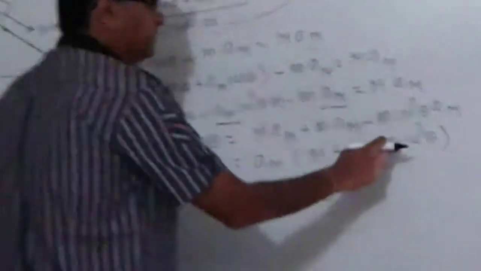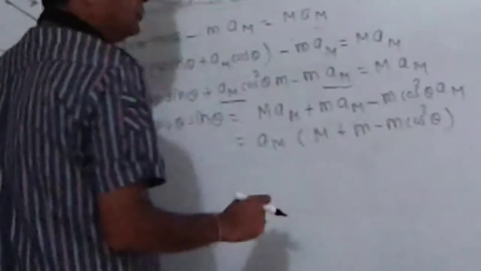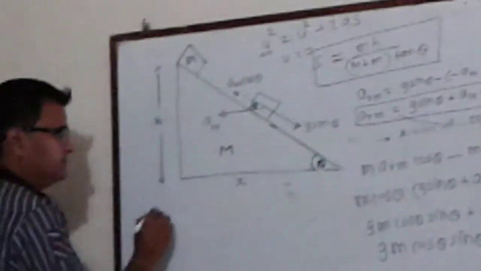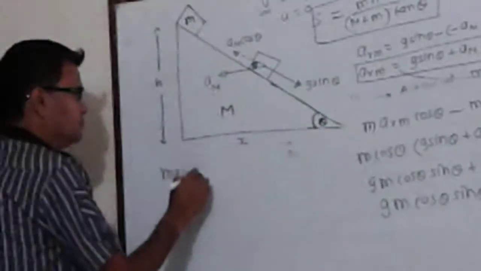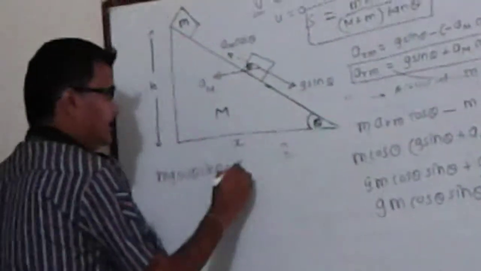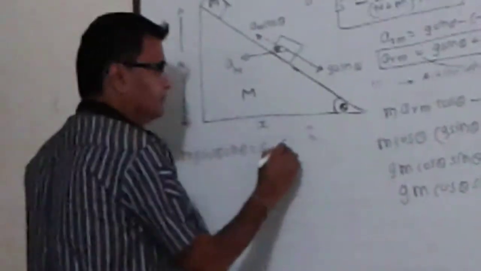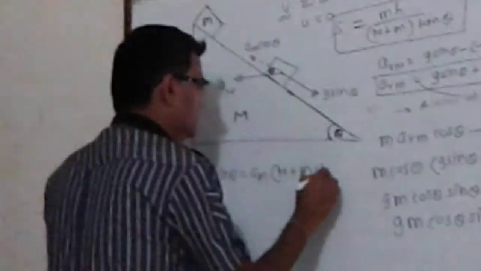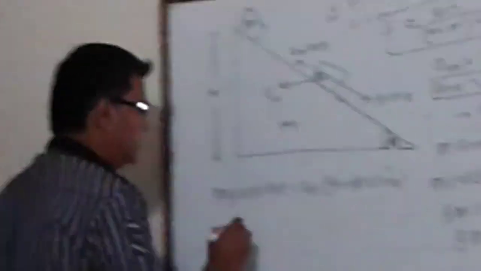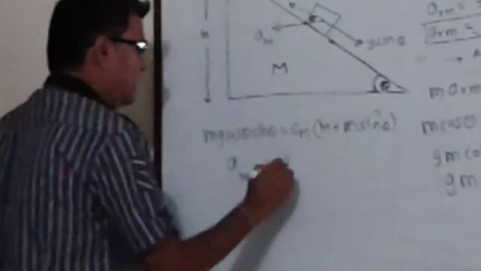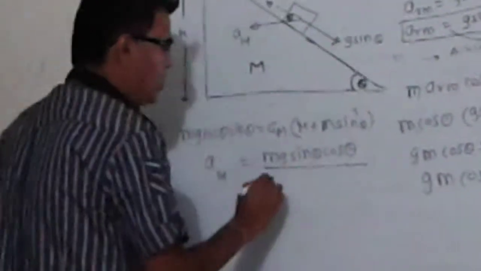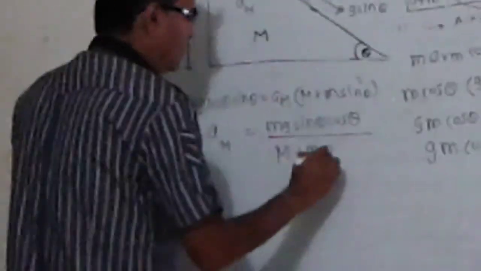If you take M common, 1 minus cos square theta will be equal to sin square theta, and so I get the final answer. I will write here as mg into cos theta sin theta is equal to Am into capital M plus small m into sin square theta, and that gives me the final acceleration Am as mg sin theta cos theta upon capital M plus small m into sin square theta.